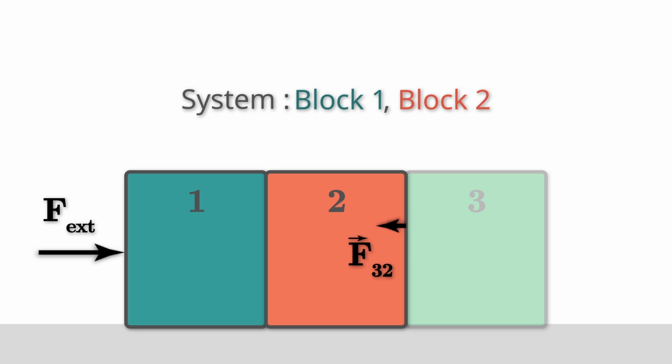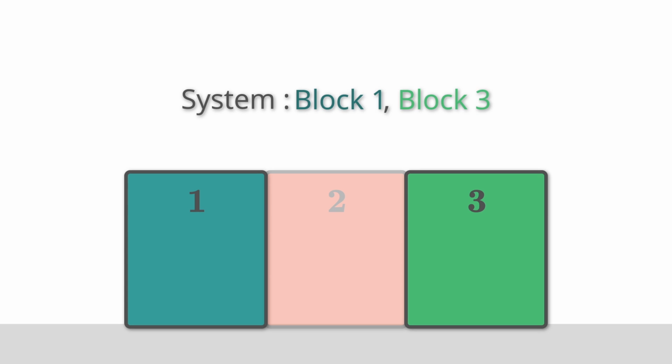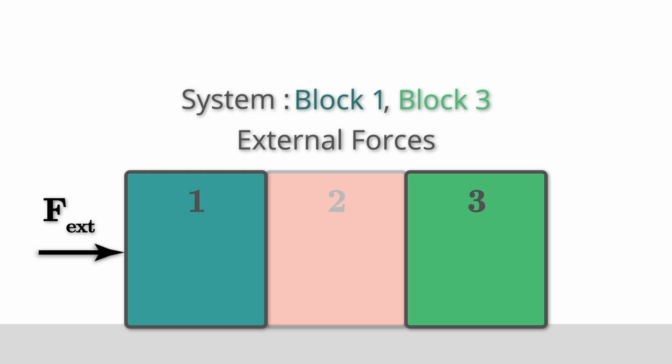Now, we know that the two forces that are relevant to calculating the motion of this system are the external pushing force and F32. If my system is instead made up of blocks 1 and 3, block 2 is now part of the external environment. Can you figure out what the internal and external forces are? In this case, the external forces to the system are the external pushing force, F external, F21, and F23.